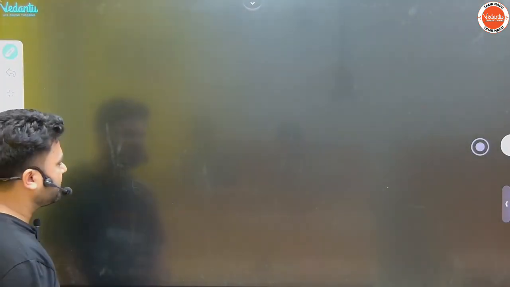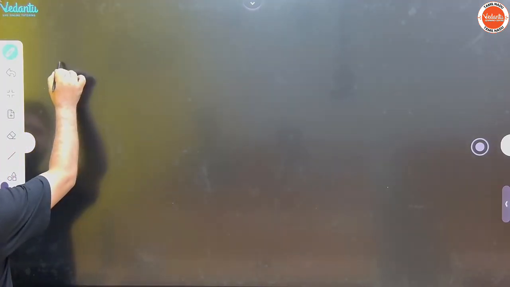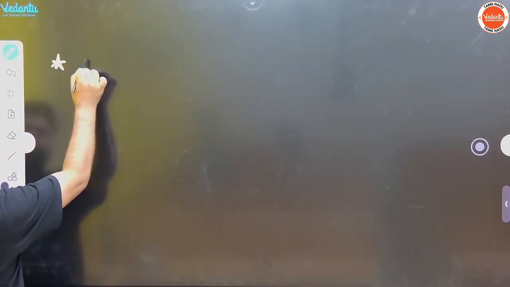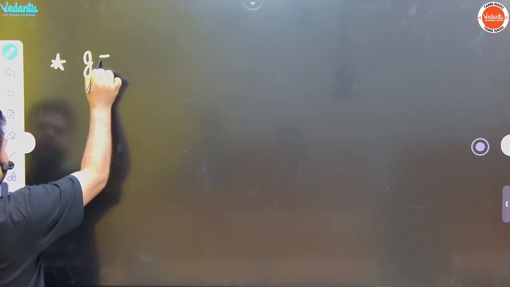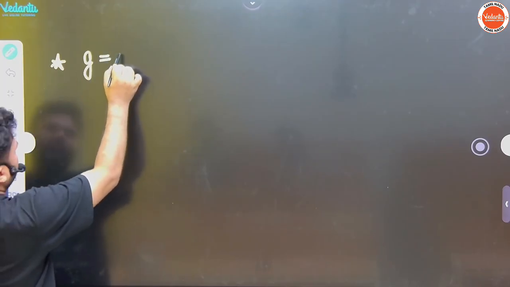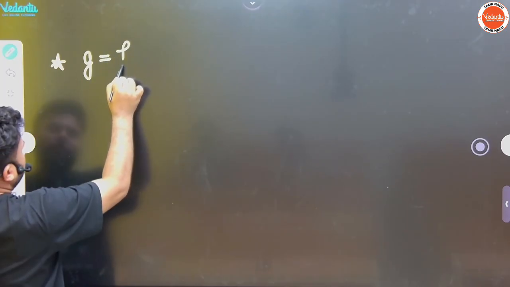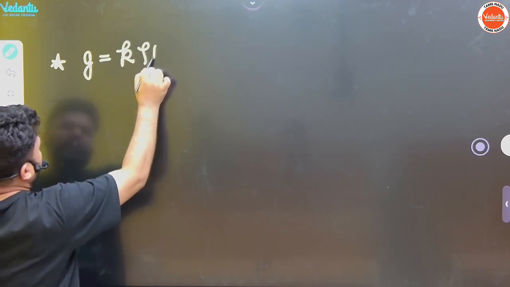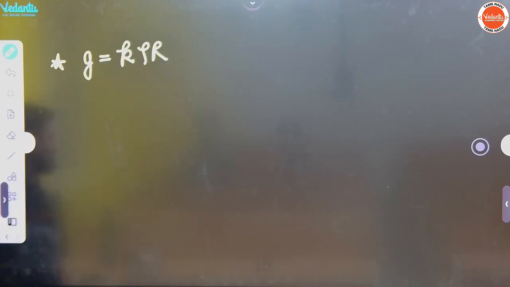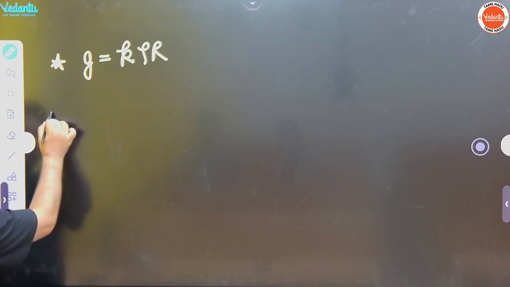Okay, next. One more formula for g you can write: g is proportional to constant rho r. What is rho? Density of the planet.